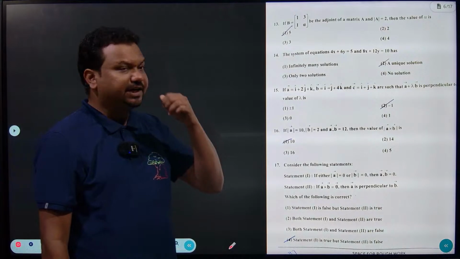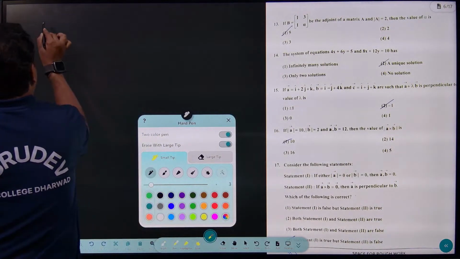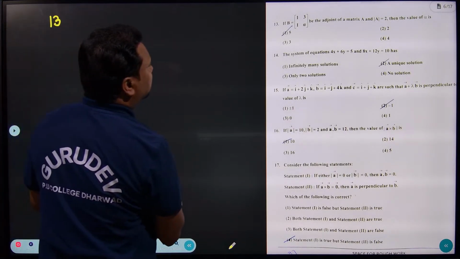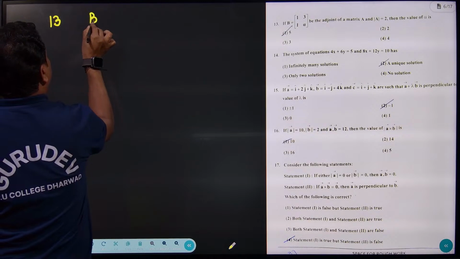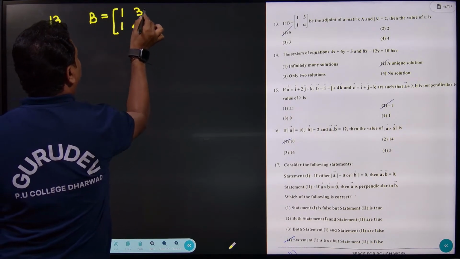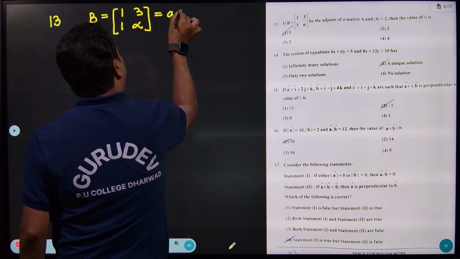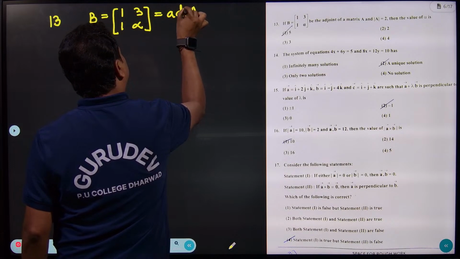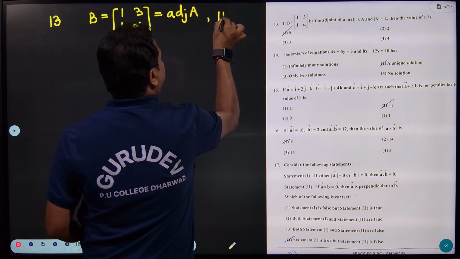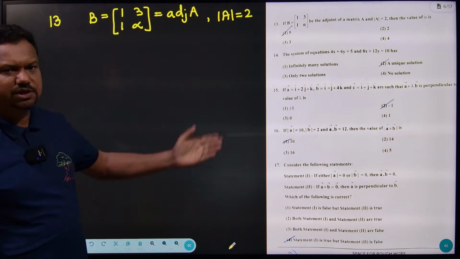Let's go for the 13th one. For the 13th question, if B is [1, 3, 1, alpha] and is also defined as adjoint of A, and determinant of A is equal to 2, then what is the value of alpha? What is the value of alpha?